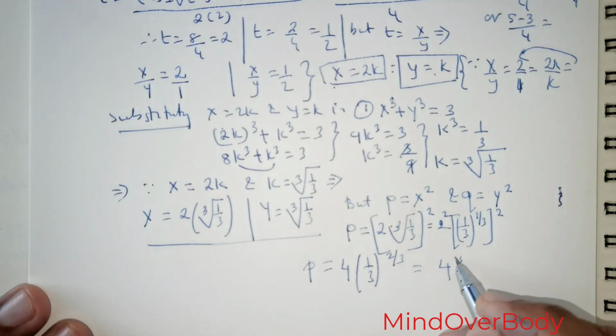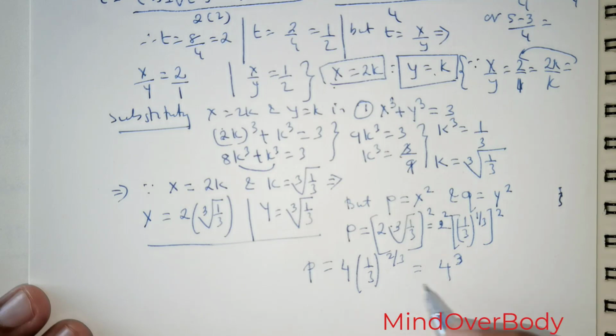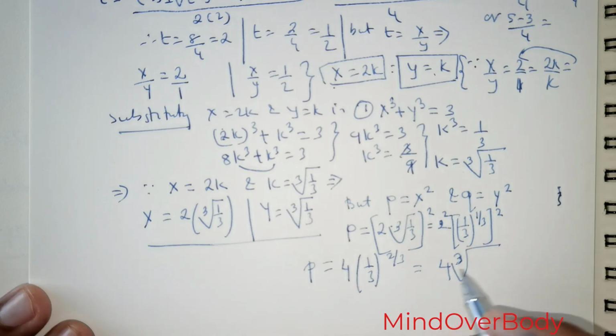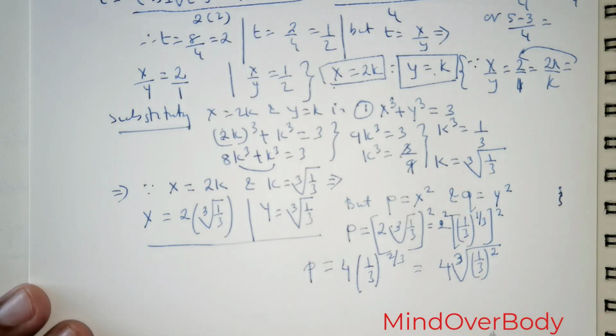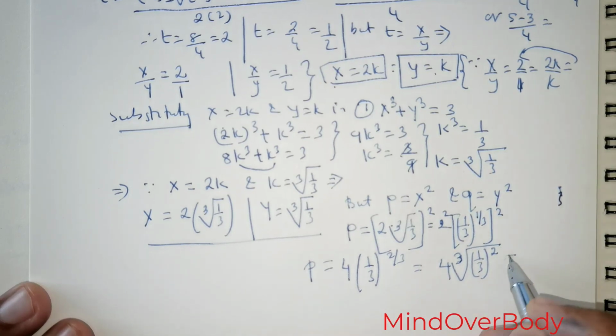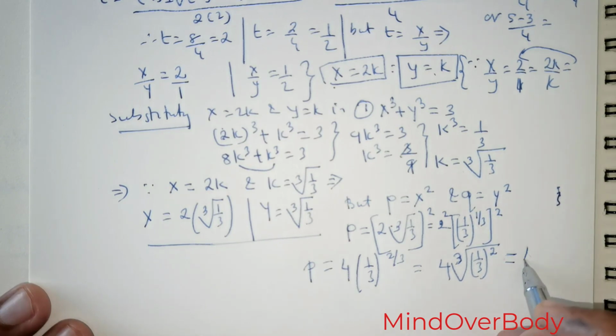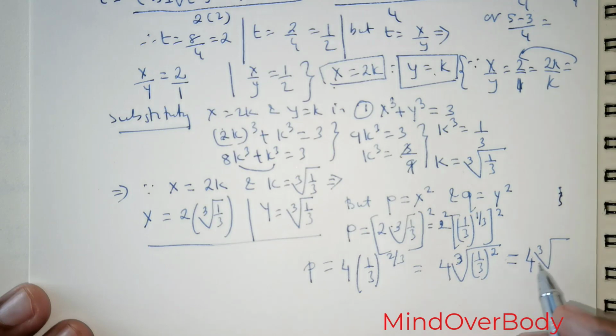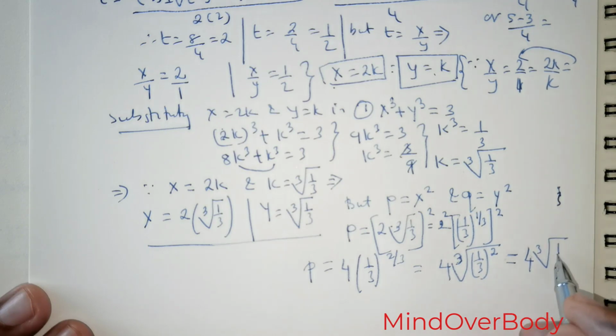I can write it as the third root of 1 over 3 raised to the power of 2. Right? This is exactly what it is. So you can expand this further. If you want to expand this, this is going to be 4 times the third root of 1 over 3 raised to the power of 2, which is 1 over 9. So this is the value of p.